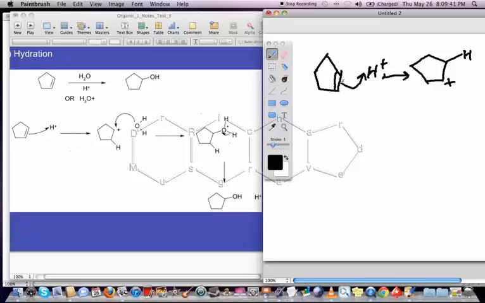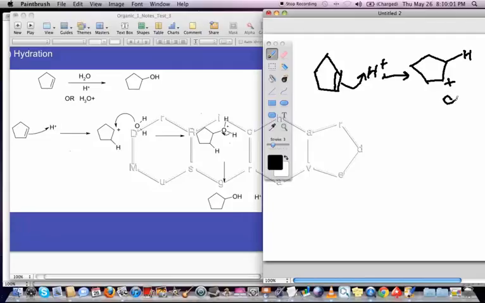Now remember, there were two electrons in here, one belonged to this C, one belonged to this C. Now both electrons from that bond are forming a bond with this C and this H. So this C isn't losing any electrons, but this one is, so that gets a positive charge.